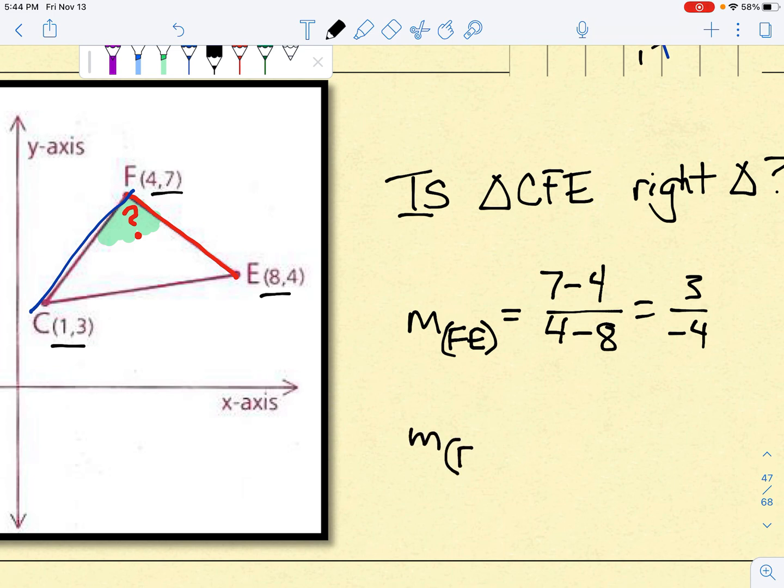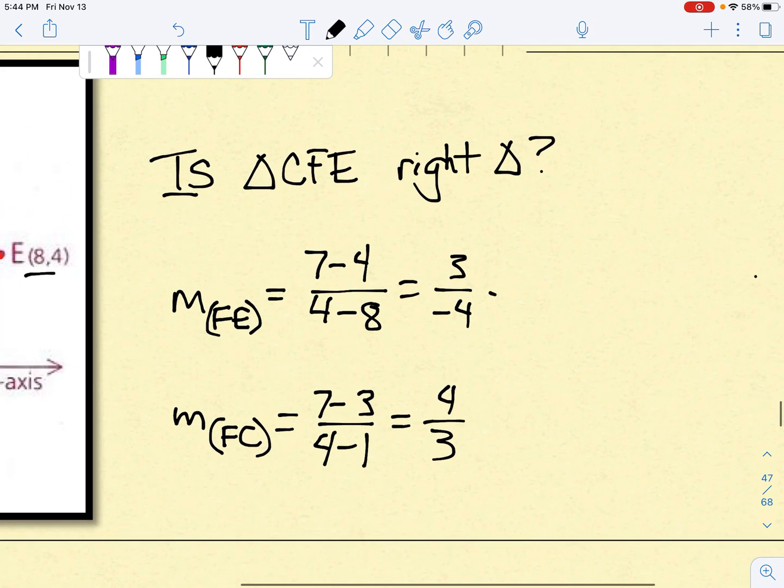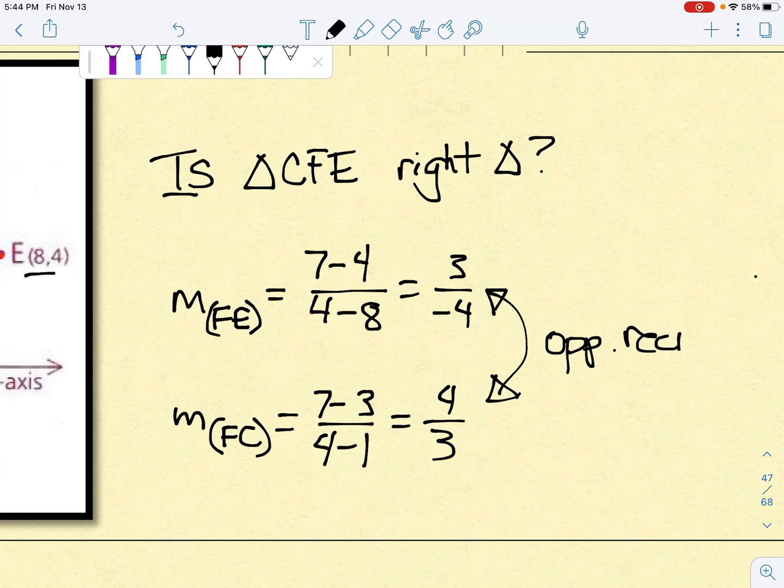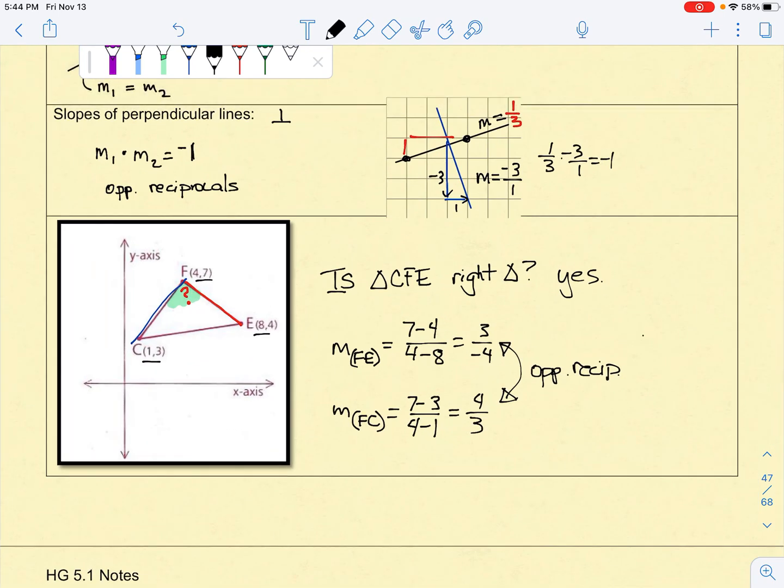My slope of FC then is, and again, subtract however you want, but remember, make sure that you always start with the y's. I like that to be a positive number, so I go 7 minus 3, and then 4 minus 1, and I get 4/3. Well, if I compare these two, they're definitely not the same. They're opposite reciprocals. So this can be answered with yes, because -3/4 times 4/3 is -1. All right, there we go. Best of luck as you work through those problems in sections 4.5 and 4.6.